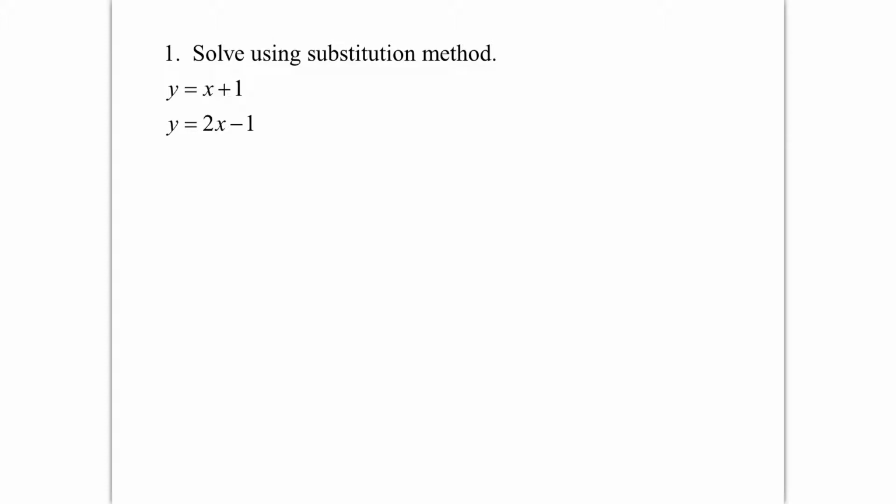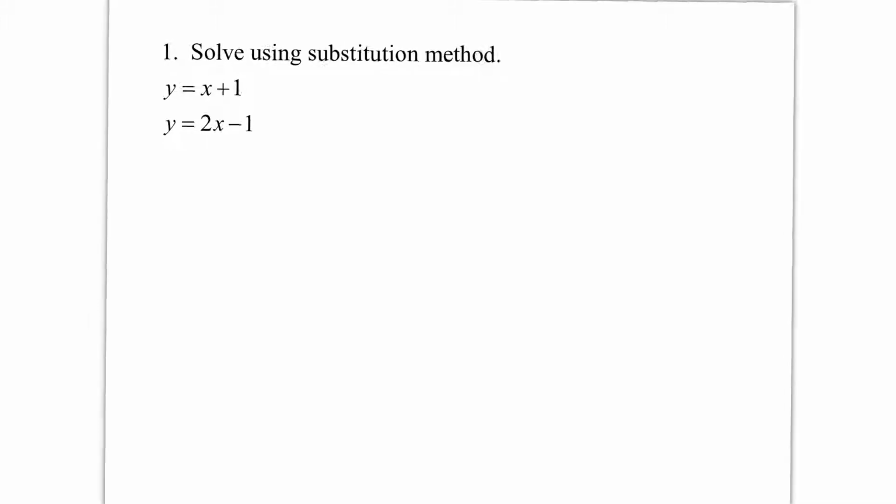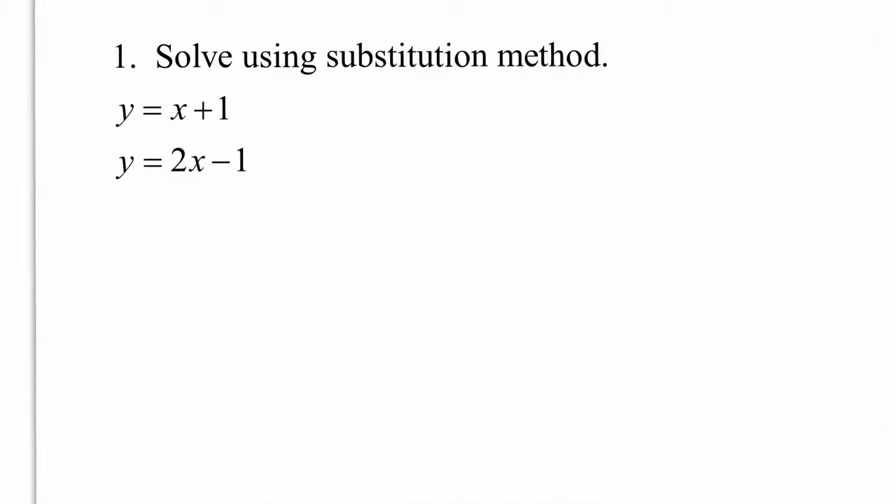And step number 1, example number 1, you want to solve using the substitution method. So I'm looking at the system. I want to compare the 2 equations that are in the system. The first one is y equals x plus 1. The second one is y equals 2x minus 1. I want to find the value of x, the value of y, that is going to work for both equations when I substitute those numbers. So whatever numbers I substitute here for x and y, I have to substitute here for x and y, and they must be a true statement.